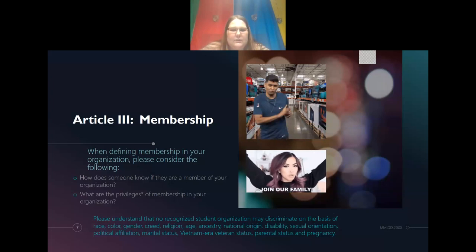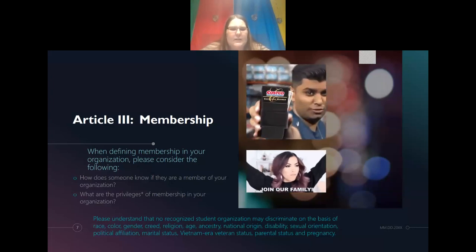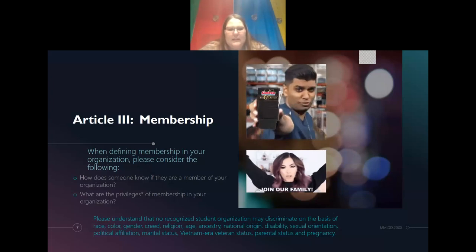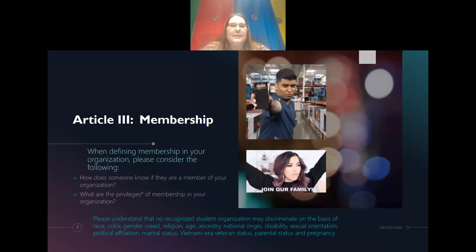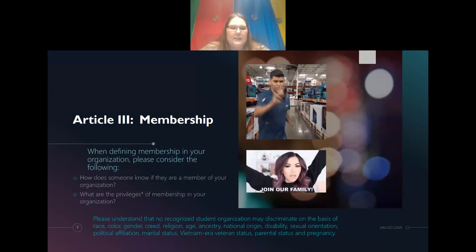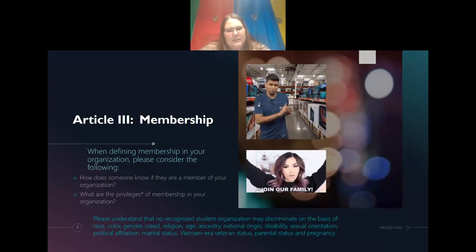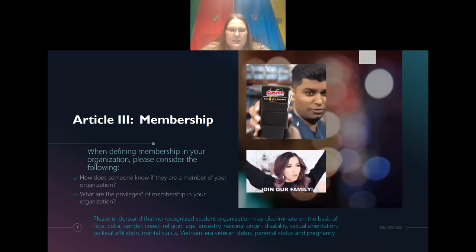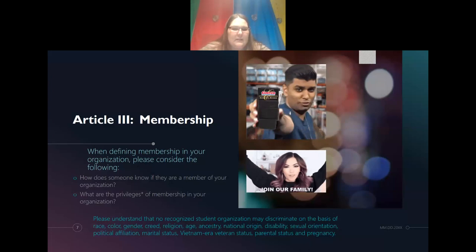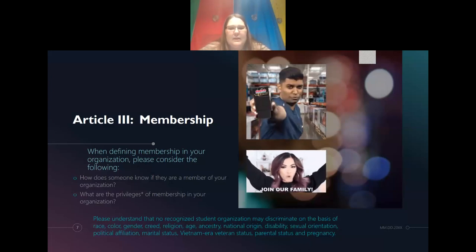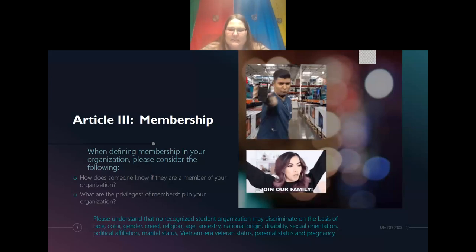Going back to that non-discriminatory statement that you need, it's listed here at the bottom, so I'll just read through it. Please understand that no recognized student organization may discriminate on the basis of race, color, gender, creed, religion, age, ancestry, national origin, disability, sexual orientation, political affiliation, marital status, Vietnam-era veteran status, parental status, or pregnancy.